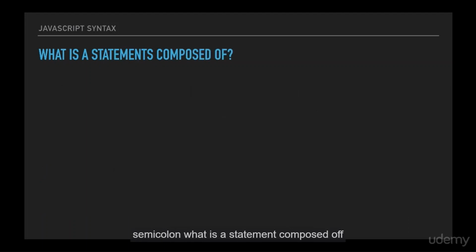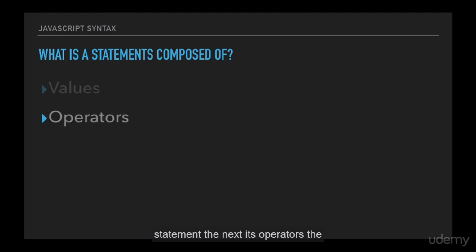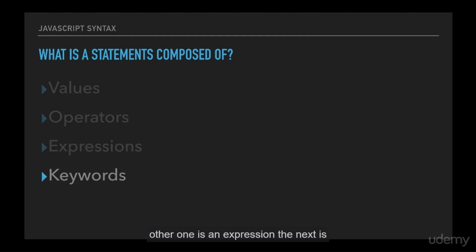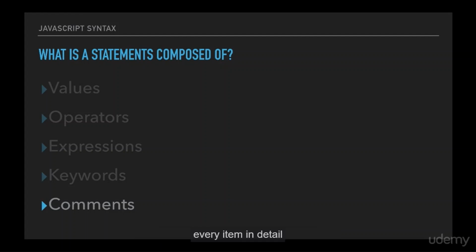What is a statement composed of? Well, there are multiple things that become a part of a statement for a programming language. The first one is values, which means there are certain values that will be there in the statement. The next is operators. The other one is an expression. The next is keywords. And last but not the least is comments. We will be going over each and every item in detail.